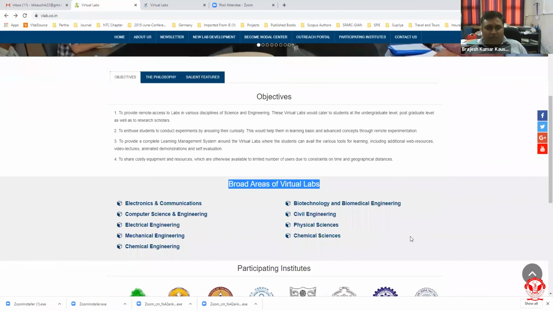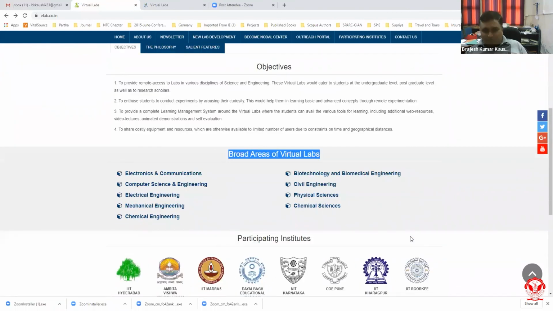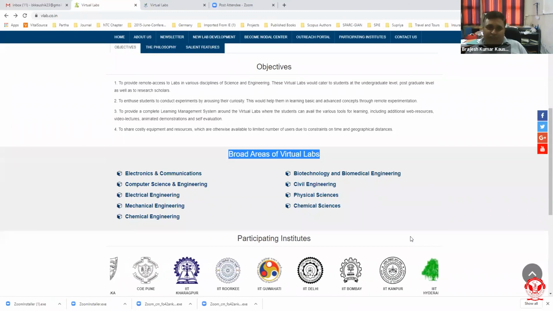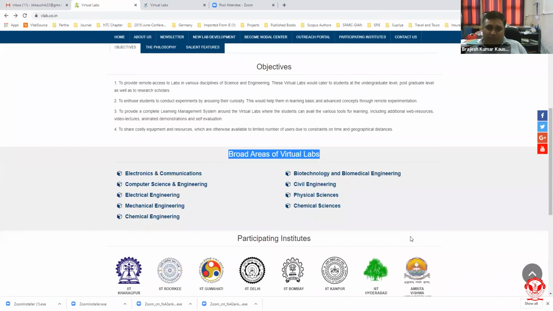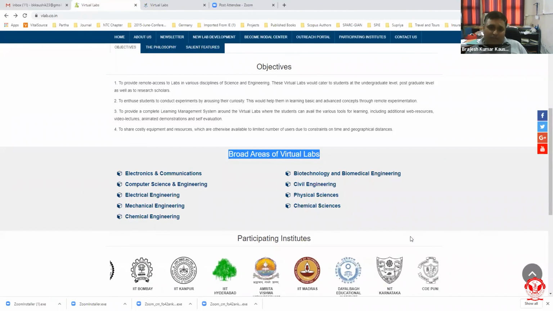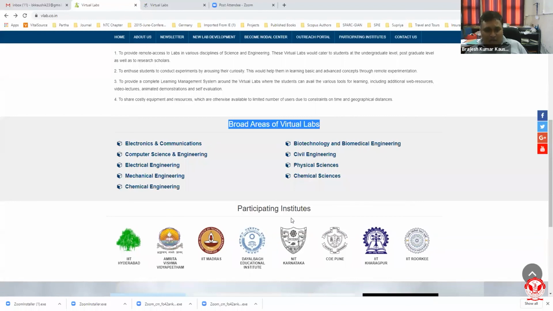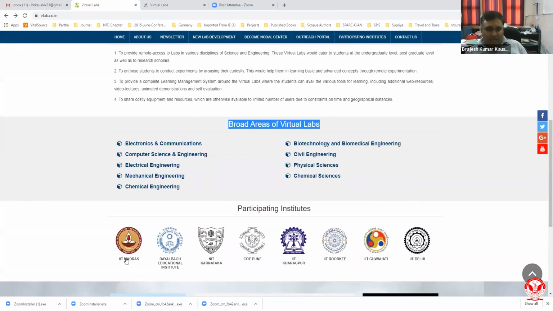And each of these branches will have a number of subjects, areas, and within these subject areas, there are plenty of experiments that can be taken care of. So this is really a good measure from MHRD for all the candidates. So the participating institutes which you are seeing, scrolling at the bottom of your screen, are the institutes who have actually contributed to this initiative.